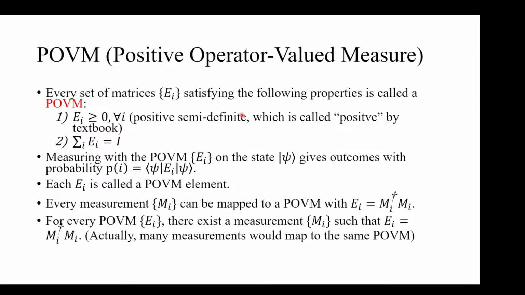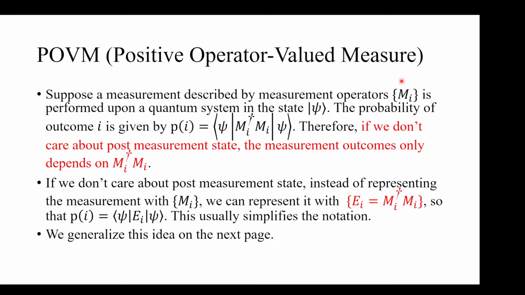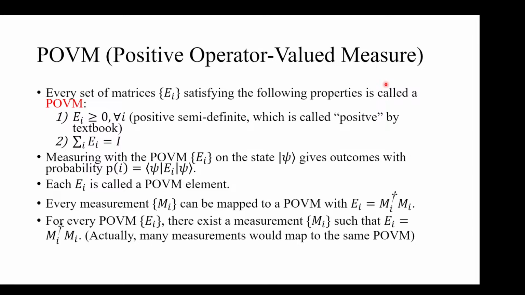So this set of matrices is called a POVM, and each one of them is called a POVM element. It's kind of like a measurement: the set of those M_i together is called a measurement, and each M_i is called a measurement operator. And so far, any questions about the definition of POVM?